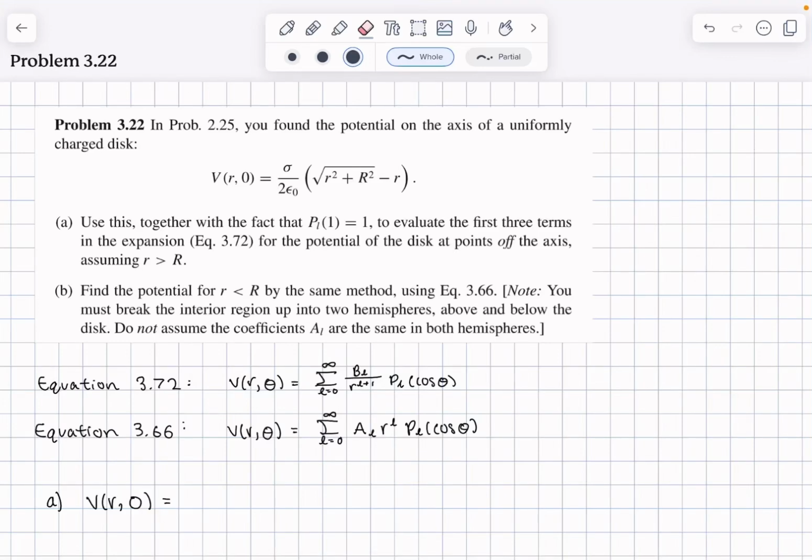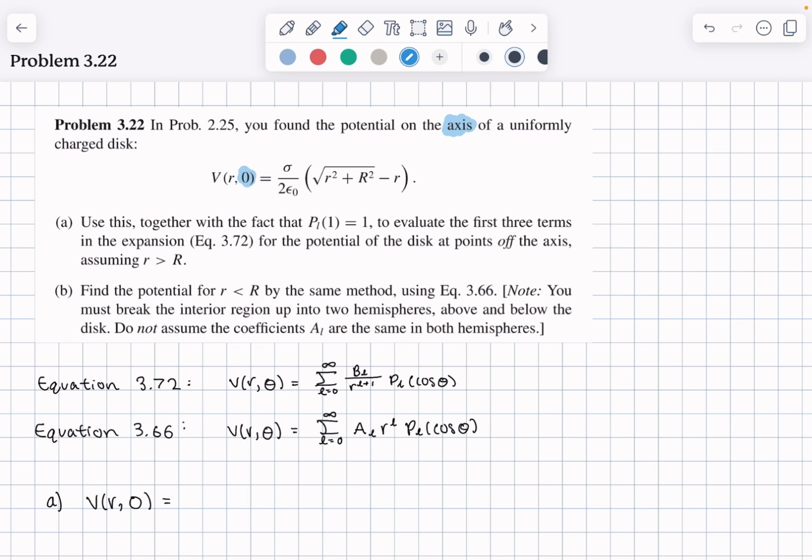Hello, today we'll be solving problem 3.22. So in problem 2.25 it's given to us that the potential on the axis of a uniformly charged disk is as listed below, and on the axis, meaning that theta is 0. And so now we basically want to find it when theta is anything.